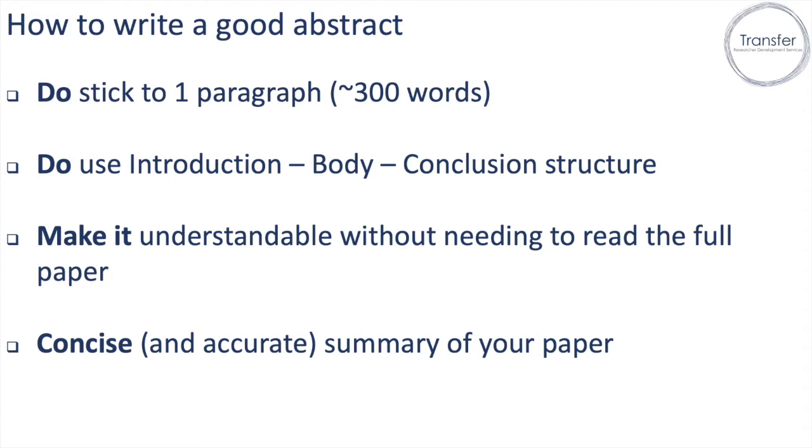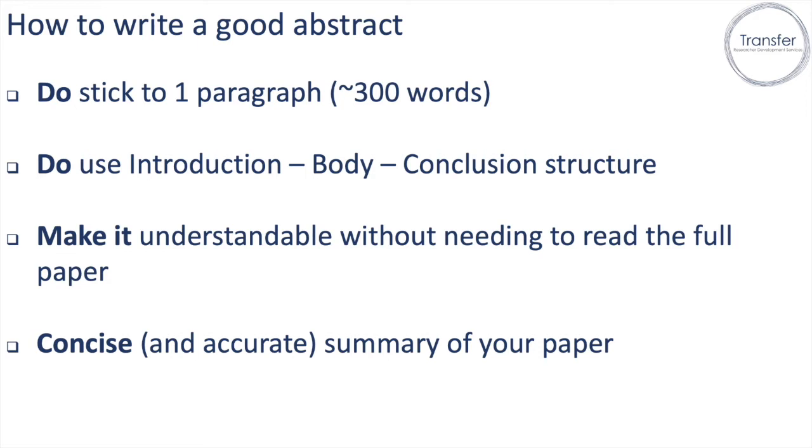If possible, try to stick to one paragraph, around 300 words. But it is worthwhile to check if your journal has different requirements. Sometimes you might be limited to 200 words, or maybe the journal gives you a little bit more words to play with. Follow the introduction, body, conclusion structure for your abstract, similarly to the way you have written your paper.